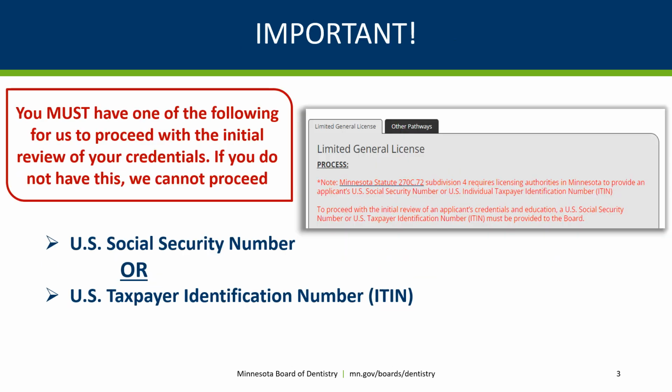Please note, even before you start Step 1, know that you must have either a United States Social Security number or a United States Taxpayer Identification Number for us to proceed with the initial review of your credentials. If you do not have this, we cannot proceed with the review.